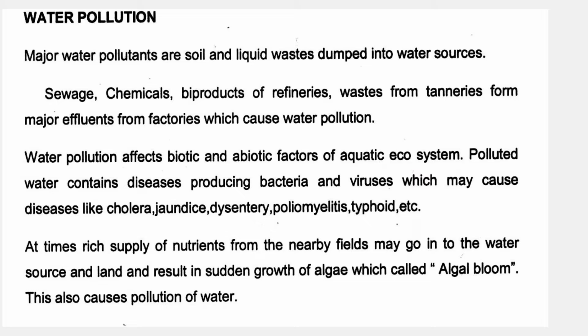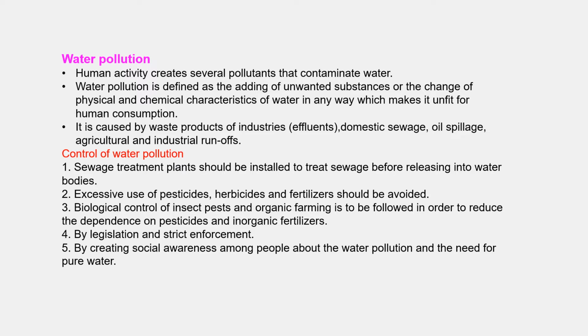Water pollution affects biotic and abiotic factors of aquatic ecosystem. Here biotic factors I said they are called planktons. All plants are called phytoplankton. Zoo animals are called zooplanktons. Polluted water contains diseases producing bacteria and viruses. Those diseases may be cholera, jaundice, dysentery, poliomyelitis and typhoid. Right? So then it is causing algal bloom. Right? Now there is another description.